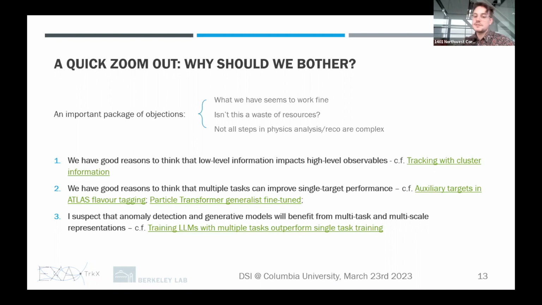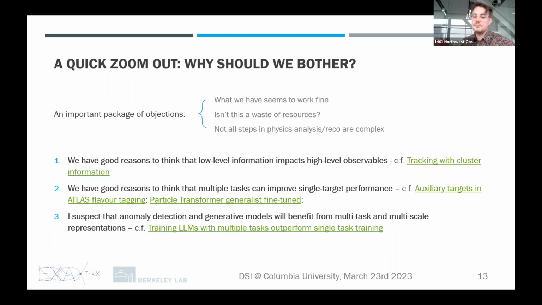I think we have good reasons to think that low-level information, meaning very small granularity, the smallest units of information, can actually impact the highest levels of information. For example, in tracking, which I will dive into deeply in a minute, we use the lowest level cluster information, meaning the specific energy readings and the cluster shapes, and that actually helps the high-level track finding, which currently is not used in traditional algorithms.